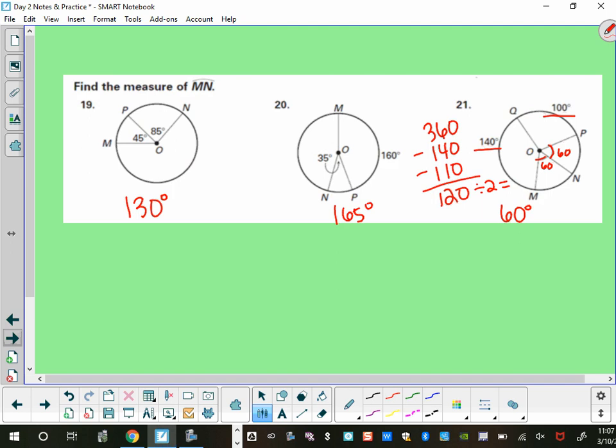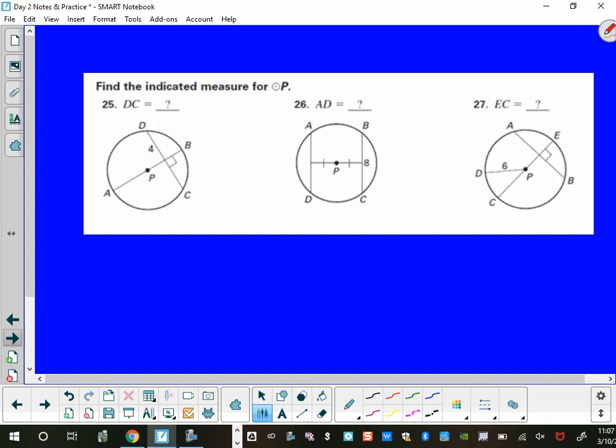We skipped 22 through 24. And then we had 25 through 27. All right, we have a little bit of time. For DC, what would that be? 8. Because if this is 4, that's 4. The whole thing is 8. What about AD? 8. This is also 8. They told you that BC was 8. They're congruent. What about EC? 12. Okay, so for EC, this radius is 6. So I know this radius is 6 and this radius is 6. So they asked for EC, it is 12.